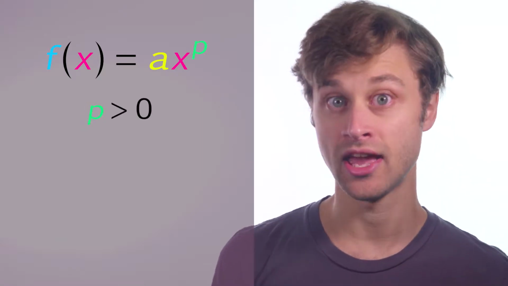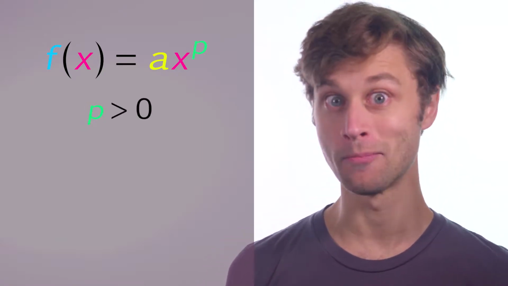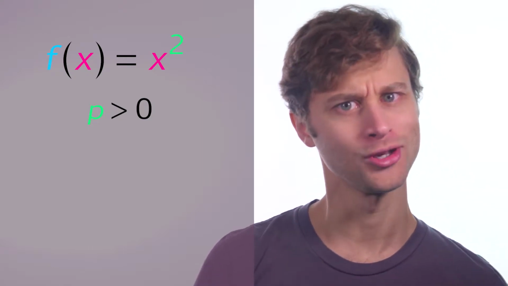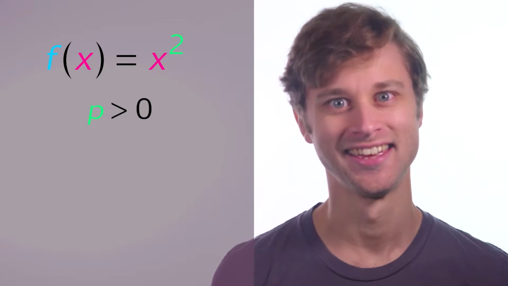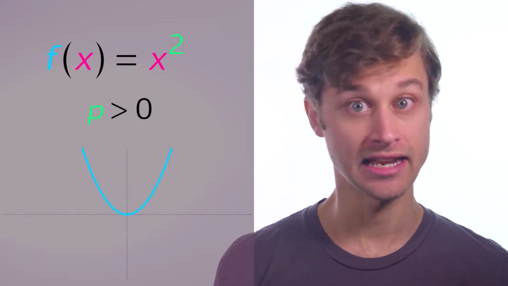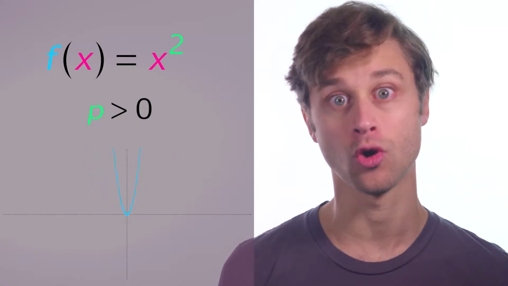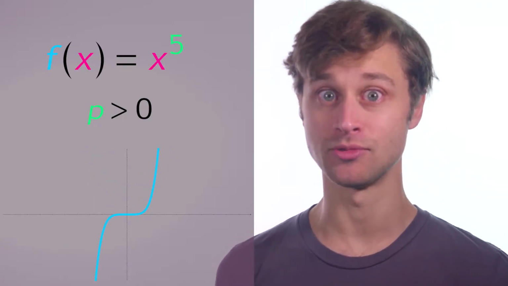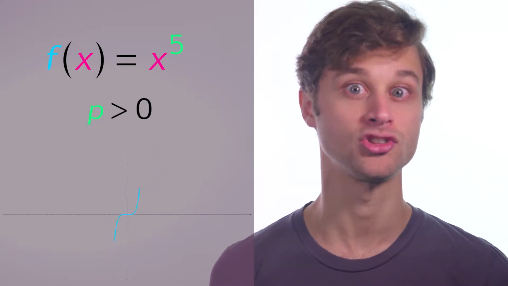If p is positive and an integer, otherwise known as a whole number, then it looks a whole lot like a polynomial, or a monomial version of polynomials. Because of this, if p is even, the function is an even function. It is symmetric across the y-axis. And if p is odd, then the function has odd symmetry. It is symmetric across the origin.